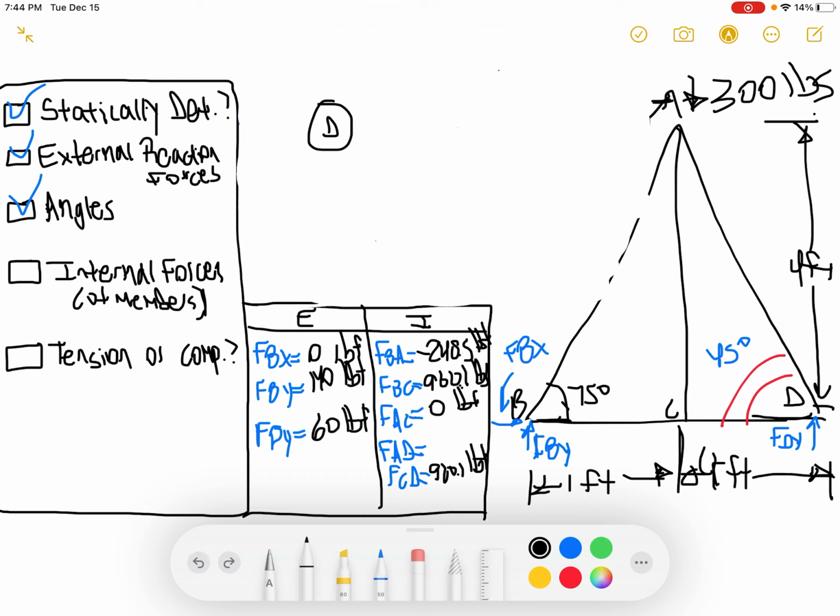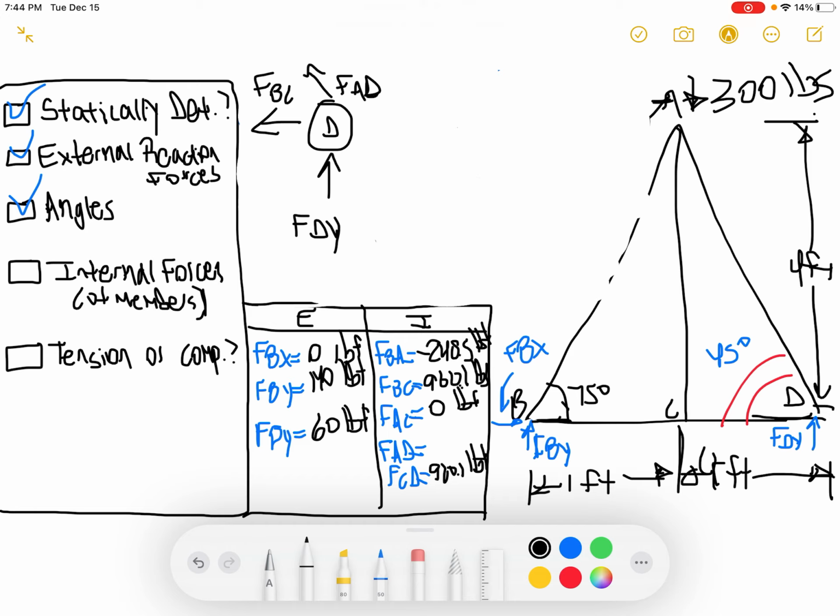So let's draw those. We have FBC to the left, FAD to the northwest, up left, and up, because it's an external force, is FDY. Now, we need to find FAD, sorry, I actually wrote that.